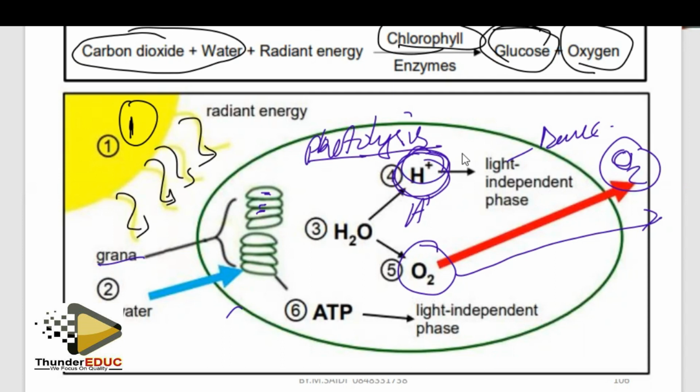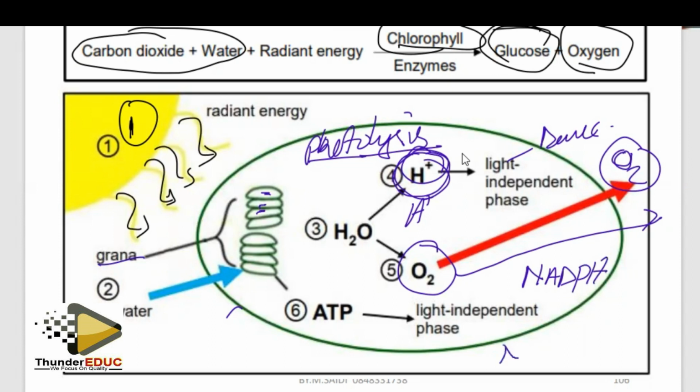The light independent phase, or how does this hydrogen go to the dark phase? From the thylakoids, and then it goes to the dark phase. How does it go there? It goes there by use of NADP. So it's NADP.